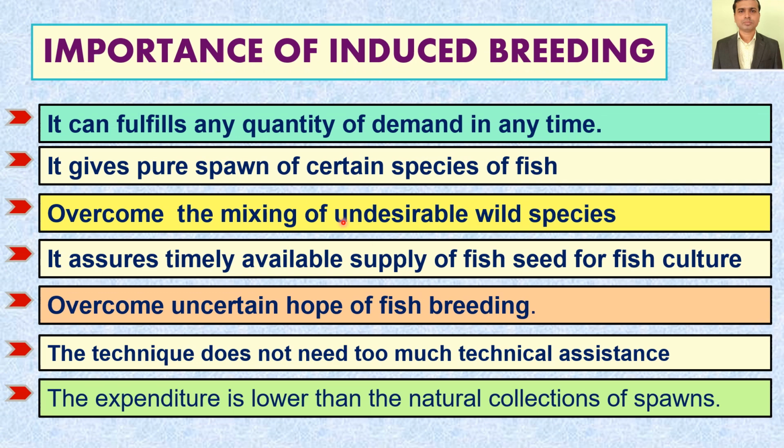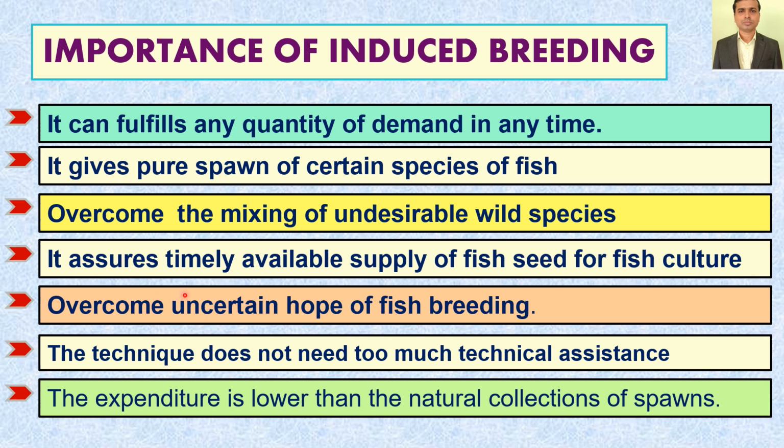Let us come to the importance of induced breeding. Induced breeding technique is one of the essential techniques for the blue revolution, that means revolution of aquaculture. It can fulfill any quantity of demand at any time for the requirement of fish seed for the farmers. It gives pure spawn of certain species of fish. To overcome the mixing of undesirable wild species, it is one of the essential techniques. It assures timely available supply of fish seed for the fish culture system.